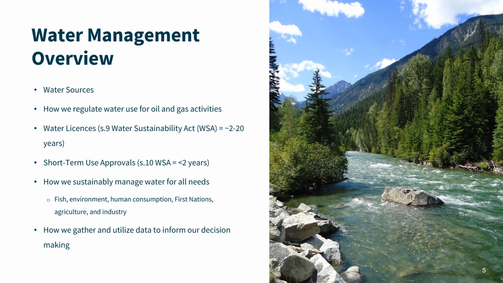So a brief overview of what we'll cover is our water management. We'll cover the water sources in the oil and gas industry, how it is accessed by oil and gas activities, and what it is used for. Now, how do we regulate water use for oil and gas activities? Through water licenses and short-term use approvals, both through the Water Sustainability Act. And most importantly, how we sustainably manage water for all needs and how we gather and utilize data to inform our decision making.